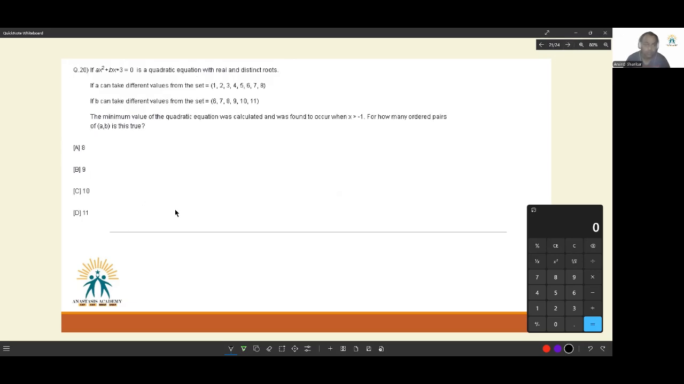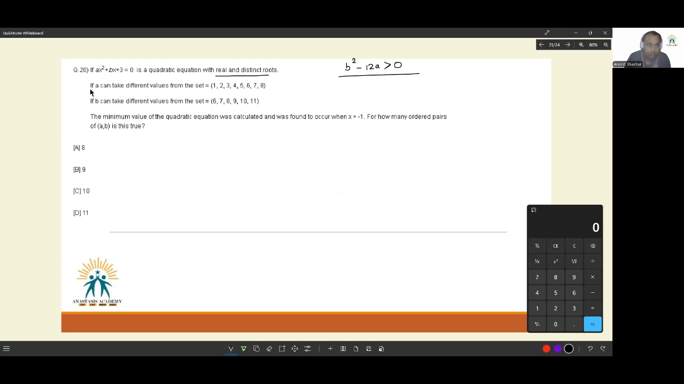Next. If ax square plus bx plus 3 equal to 0 is a quadratic equation with real and distinct roots, what does this imply? This implies b square minus 12a is greater than 0. Real and distinct, which means there will be a plus portion of discriminant and a minus portion of discriminant. So b square minus 4ac, because c is already 3, I've written it down directly. B square minus 12a has to be greater than 0.